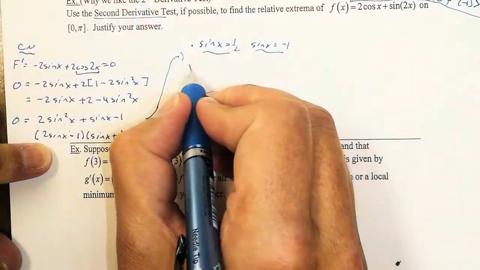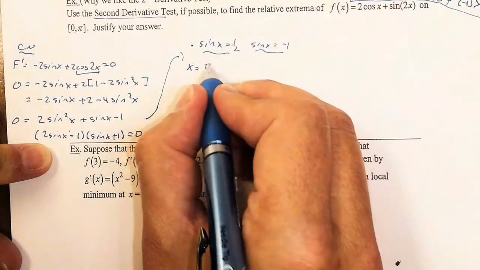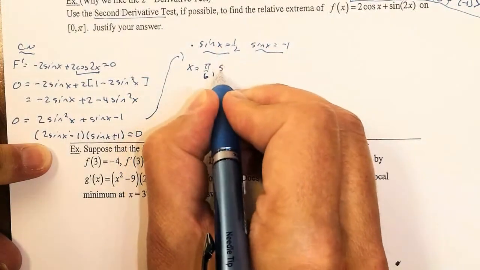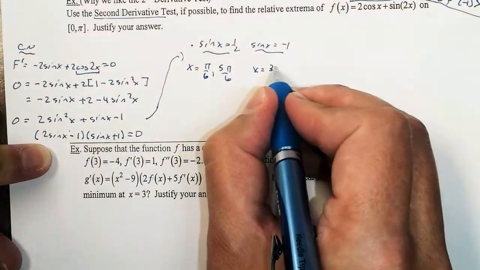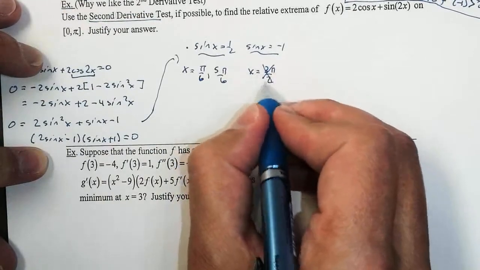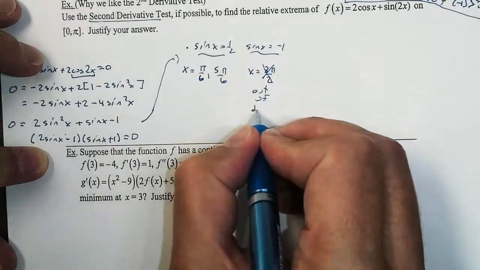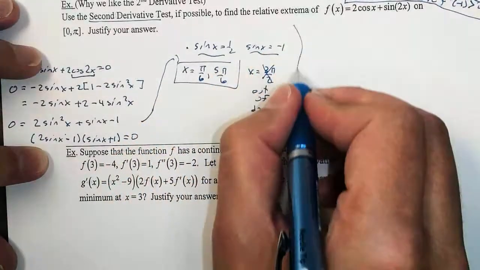So where does sine of x equal 1/2? That's pi over 6 and 5 pi over 6. And where does sine equal negative 1? That's 3 pi over 2. But my domain is from 0 to pi, so I don't have to worry about that one. That's out of the domain. And there are our critical numbers.